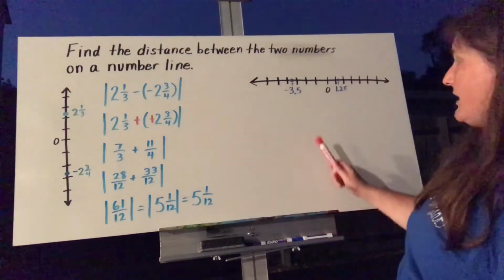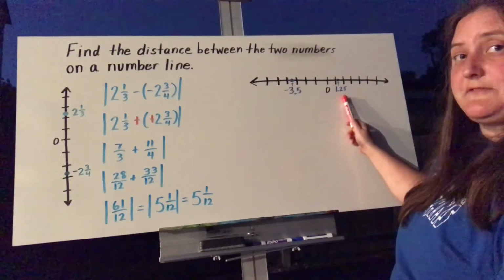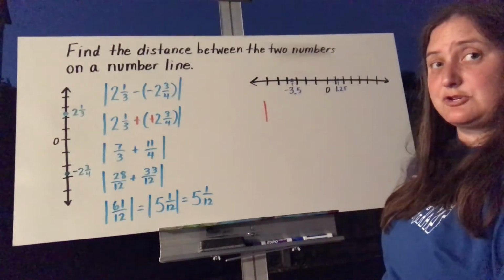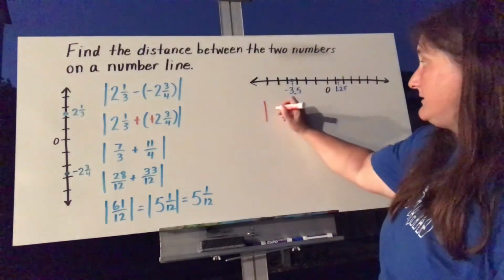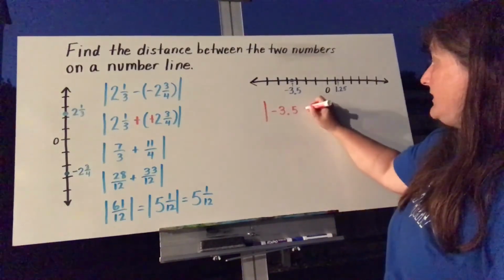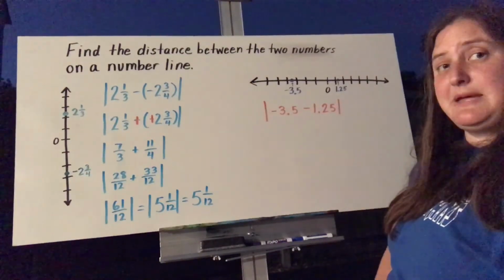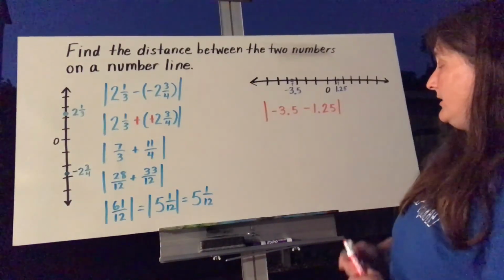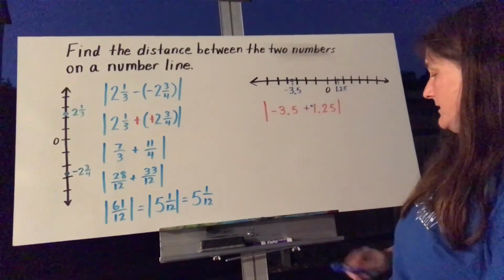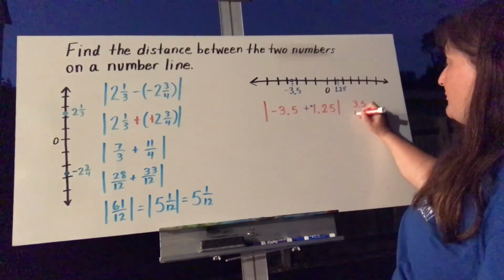So let's try this one together. Finding the distance between negative 3 and 5/10 and 1 and 25/100. So it doesn't matter which one I start with, as long as I'm putting my expression inside the absolute value symbols and finding a distance. So I'm going to start with negative 3.5 and subtract 1.25. I'm going to make this an addition problem. So I'm going to add the opposite. So I'm adding 3.5 and 1.25.